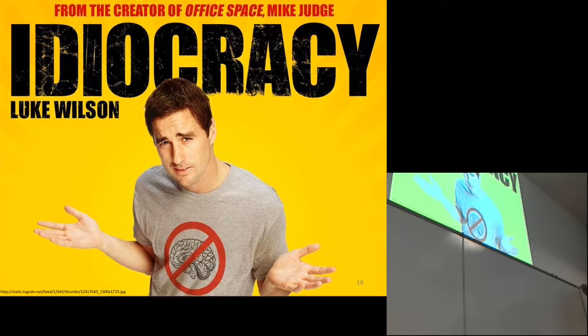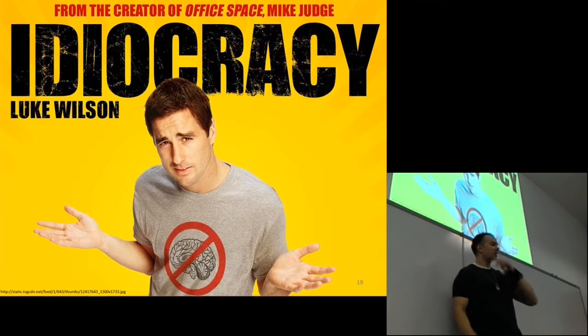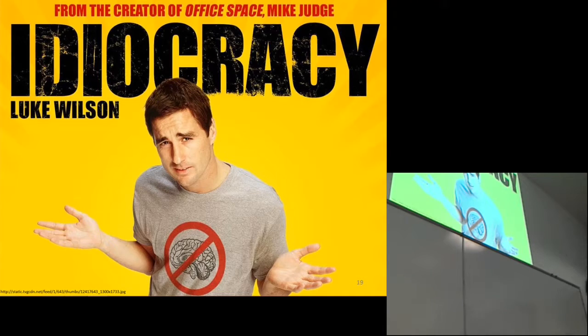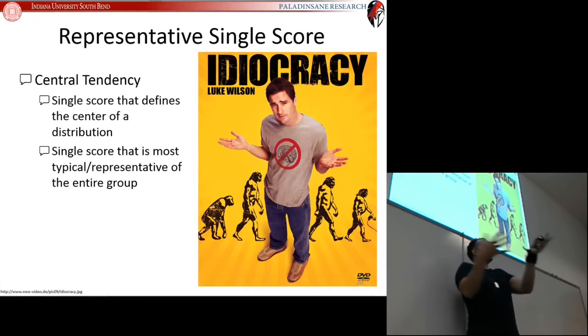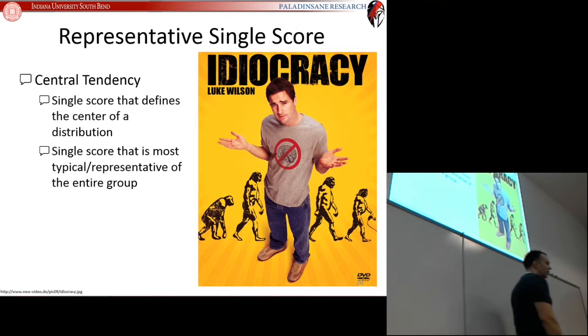He is, in that movie, the single representative score that kind of represented all of humanity. So that's the idea that we're looking for, except we're looking for it with numbers. We're looking for it with raw scores. But that's the idea, that single score that will give you an accurate idea of what all the scores are about.